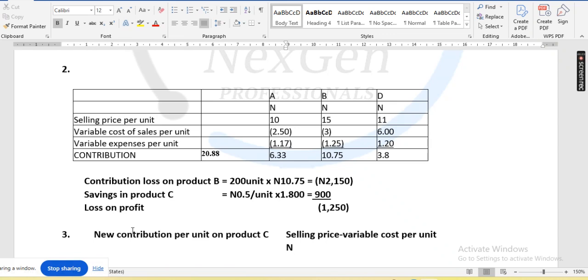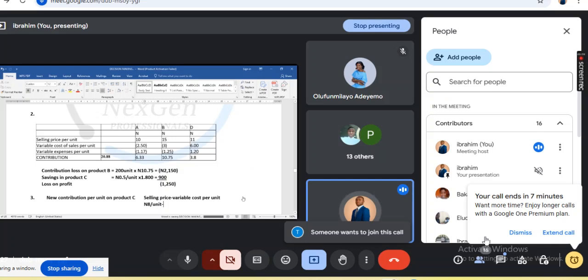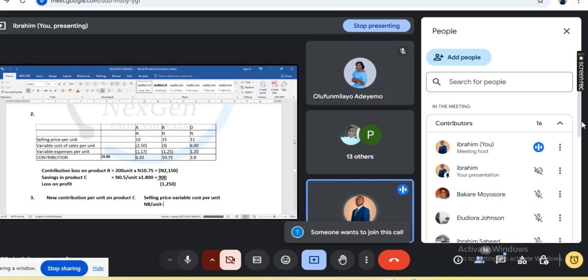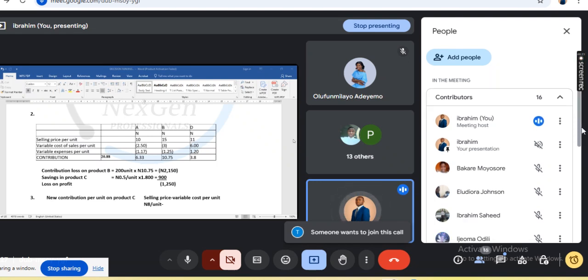Class, it is 8 naira per unit minus, check your material, what is the total variable cost per unit? Total variable cost per unit.